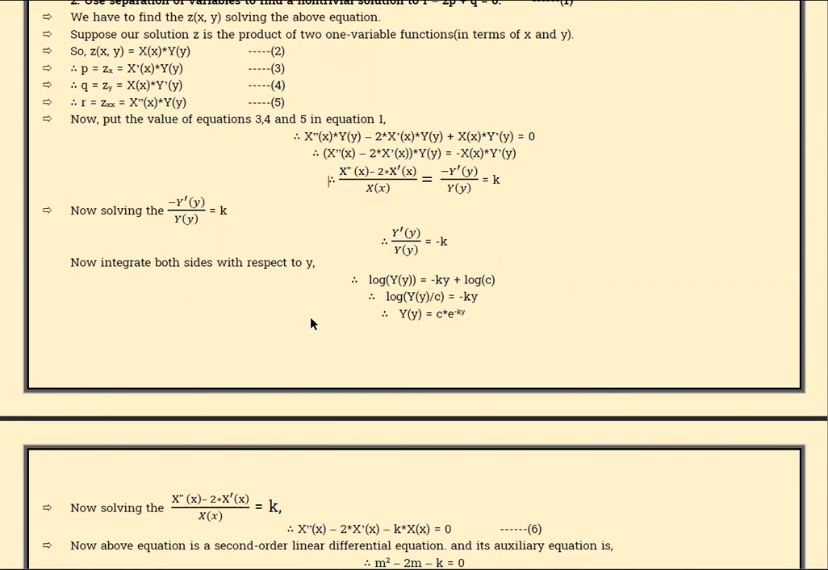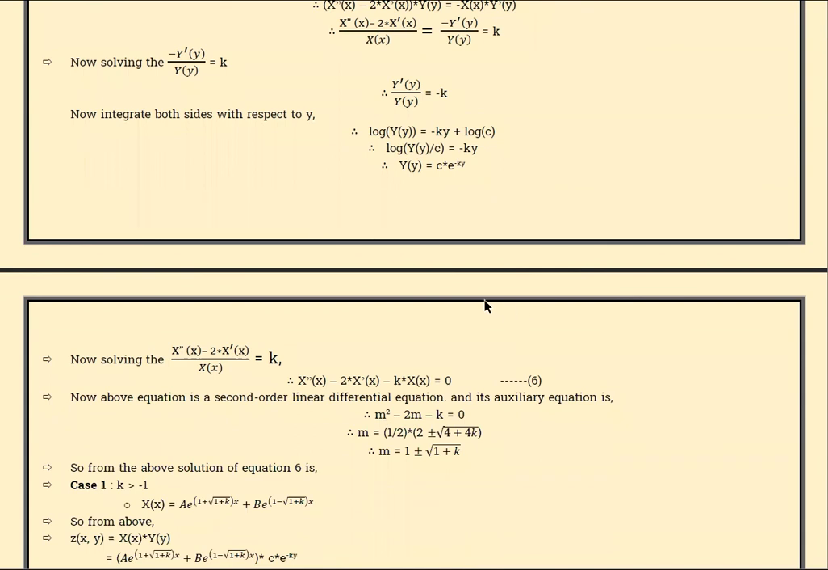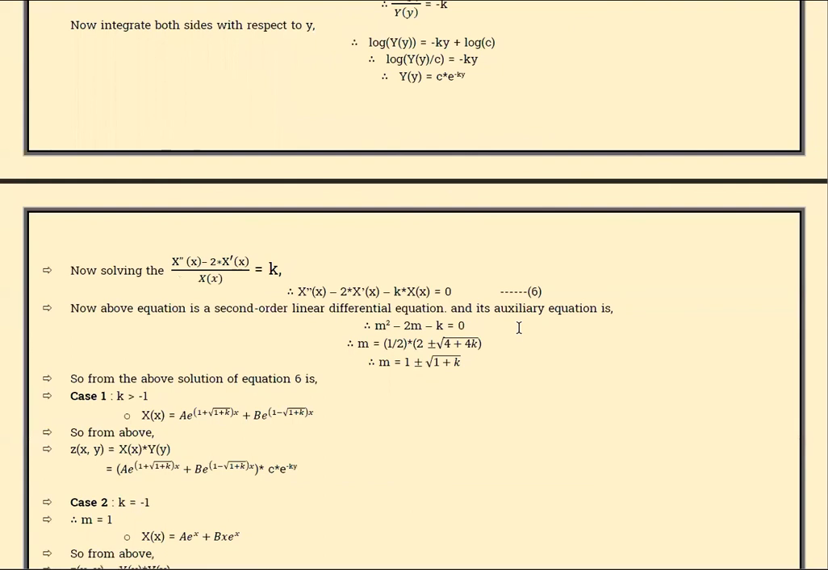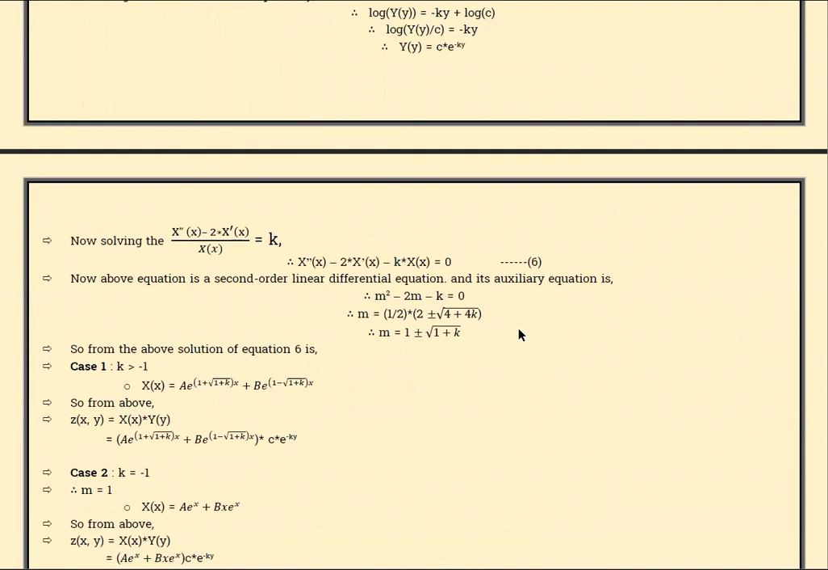By solving this, you will get y of y is equal to c into e raised to minus ky. Now solving the second equation, x double dash minus 2x dash upon x is equal to k. We will get the equation x double dash minus 2x dash minus kx is equal to 0. This is a second order linear differential equation, and its auxiliary equation is m square minus 2m minus k is equal to 0. So the value of m is equal to 1 plus or minus under root of 1 plus k.